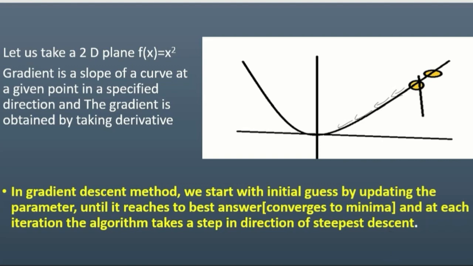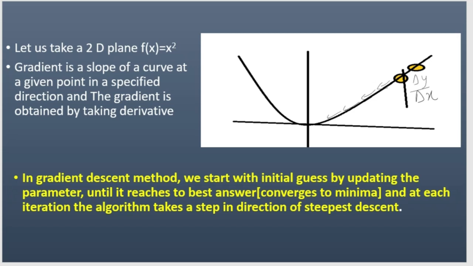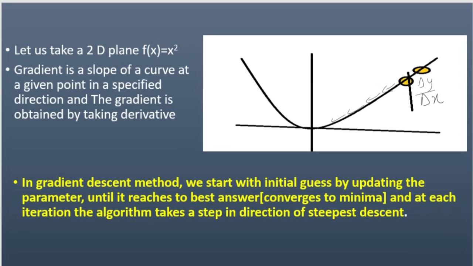and the slope is obtained by taking the equation of the slope, that is delta y by delta x. So this is obtained by taking the derivative, and we will descend downwards until we get a minimum error. So let me summarize the procedure.